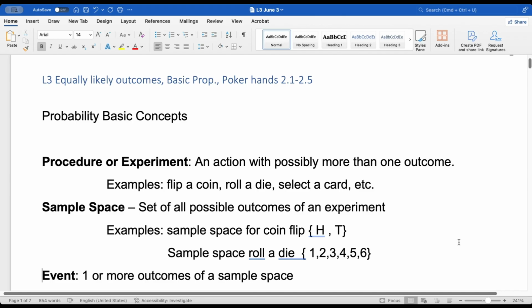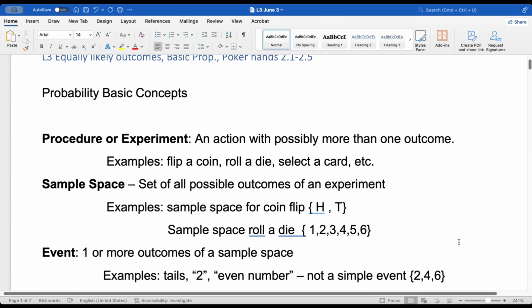Now, an event refers to one or more outcomes of a sample space. So tails could be an event, or even number could be an event. It's multiple outcomes from a sample space. So the event even number would consist of three different outcomes, 2, 4, and 6, if we're looking at one die.